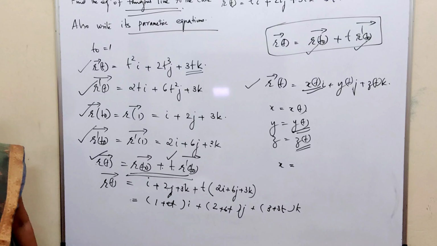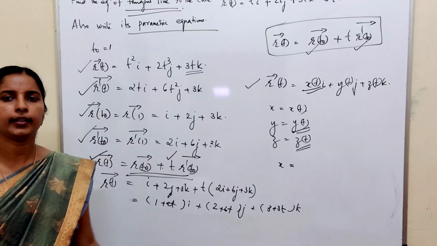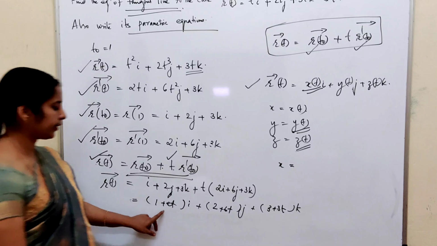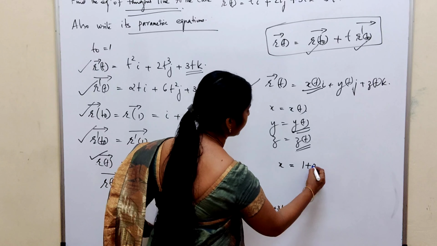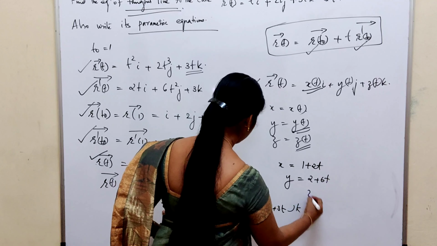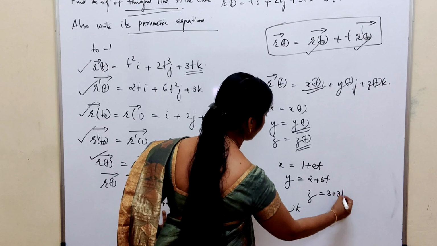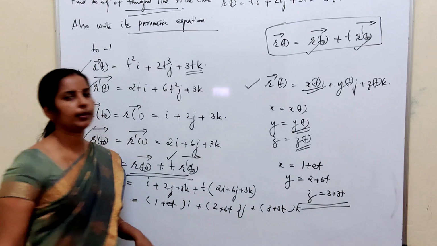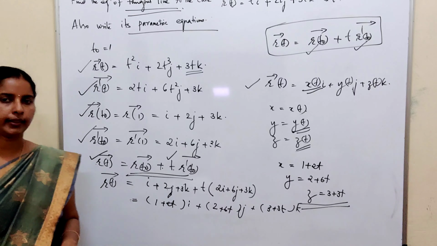Now you can easily write the parametric equations of the tangent line. What is x? x is the coefficient of i, that is 1 plus 2t. y is 2 plus 6t. z equal to 3 plus 3t. These are the parametric equations of the tangent line.